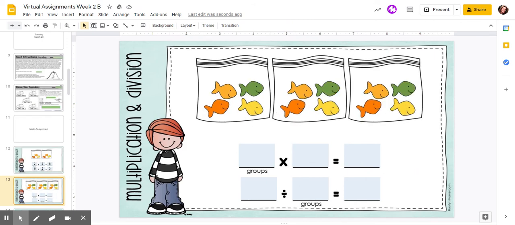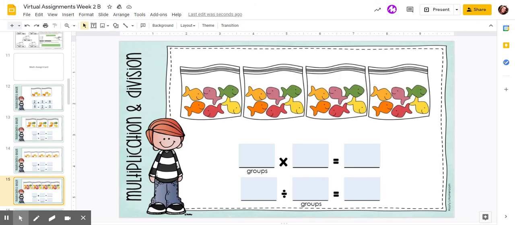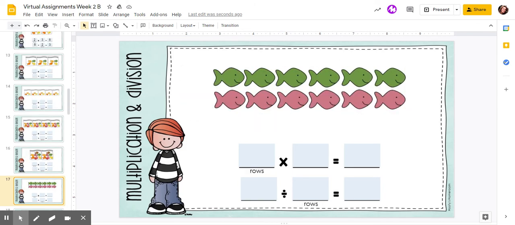Some of your equations are going to be using arrays. Let's look at rows. Rows go across. Think about rowing a boat. A boat goes across the water. It doesn't go up into the sky. So rows go across. I always think of like row, row, row your boat. Going across the array.